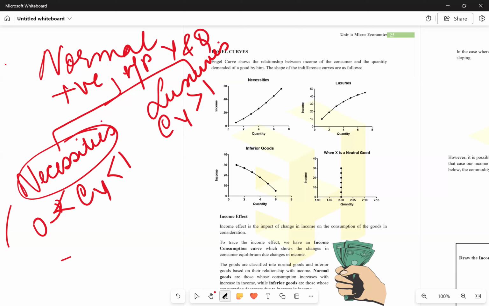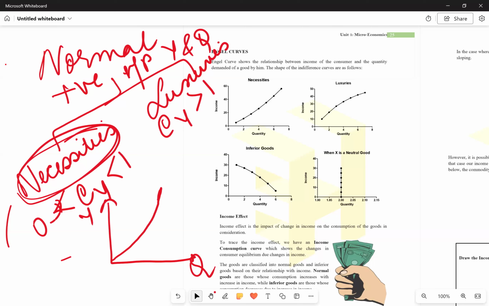Now, because necessities are less elastic, any change in income will not bring about much change in your quantity demanded. And as a result, your Engel curve is steeper in case of your necessities. So you can just correct this diagram here. It is supposed to be steeper.